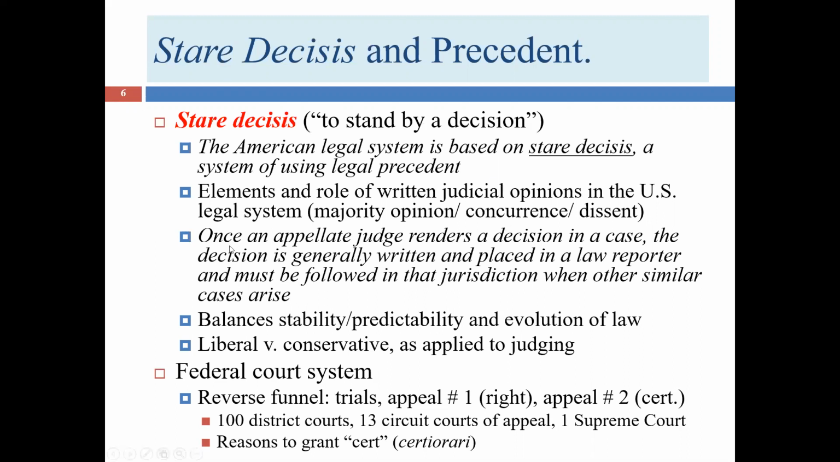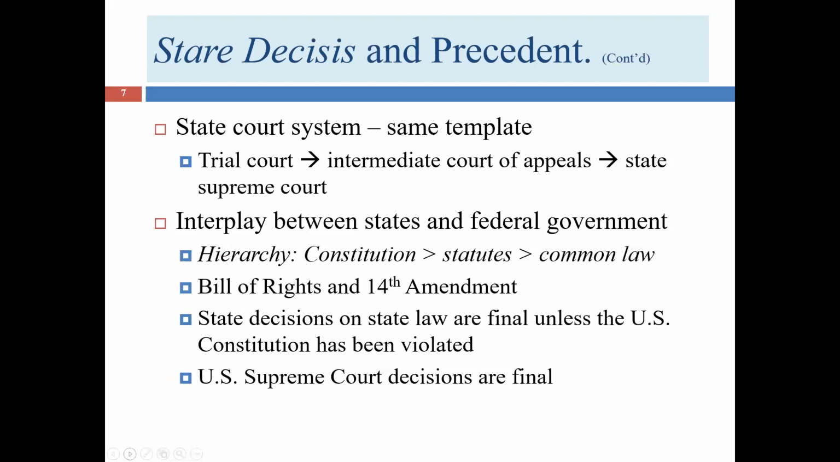So here's a good description of what stare decisis, or the precedent system, is. Once an appellate judge, in other words, a higher court judge, renders a decision in a case, the decision is generally written and placed in a law reporter and must be followed in that jurisdiction when other similar cases arise. When the facts are similar, that controls. So that's what stare decisis is about.